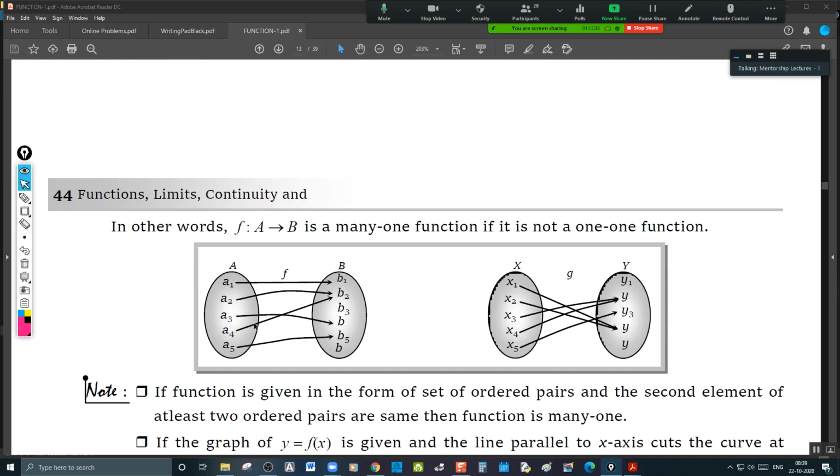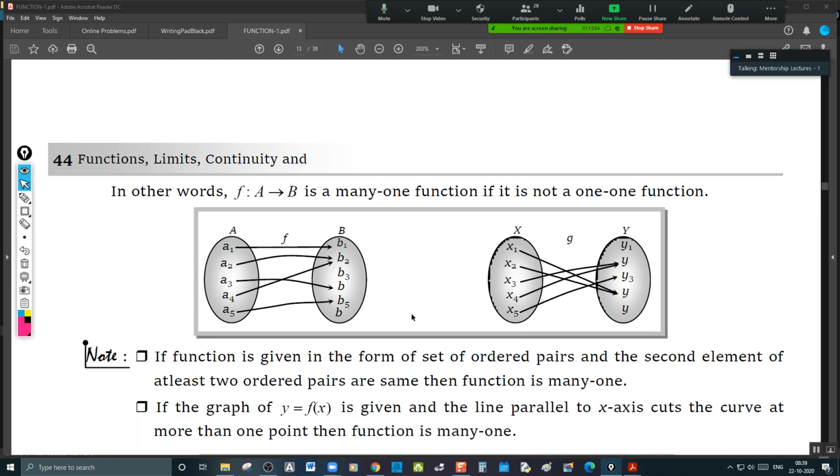Obviously, many-to-one function means two elements will have the same image. Just say this: x1, x2 has y as image, x3, x4 has y as image. Such functions are said to be many-to-one functions. All non-one-one functions are many-to-one functions.